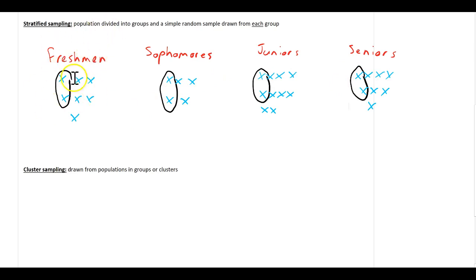We divided them into strata, freshmen, sophomores, juniors, and seniors, and then I took a couple from every single group. This would also be like if I divided students into male and female, and I took some males, some females. Random sample from each of those. Or if we divided people up by age, and then I took some from each age category. Those are stratified sampling methods.